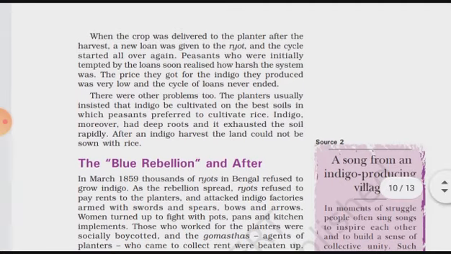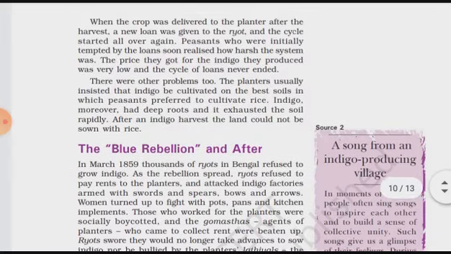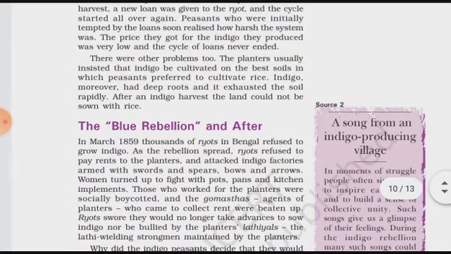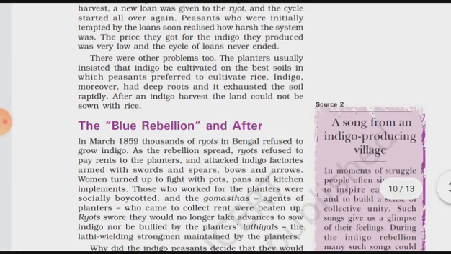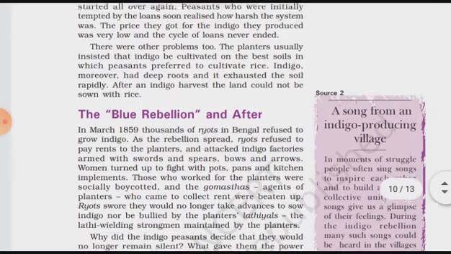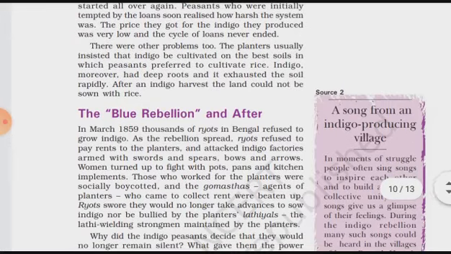Peasants in the beginning who were taking the loan from these planters just signed on the agreement. Later on they realized how harsh and how bad the system was. The price they got for the indigo they produced was very low, and the cycle of loan never ended. Whatever loan they had from these planters continually rose up.